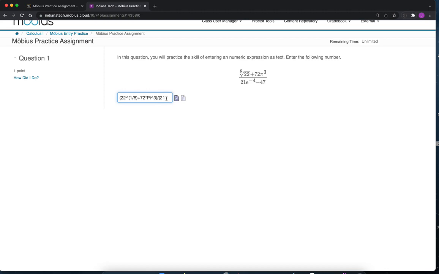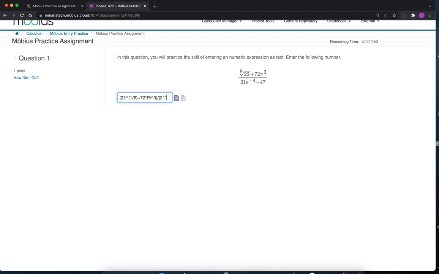So anytime there's a product in text mode, it's always safe to put the asterisk, right? It will never mark you as incorrect if you use the asterisk, but sometimes if you don't use the asterisk, you will be marked as incorrect. So if there's multiplication and you're using text mode, use the asterisk, which is shift 8.